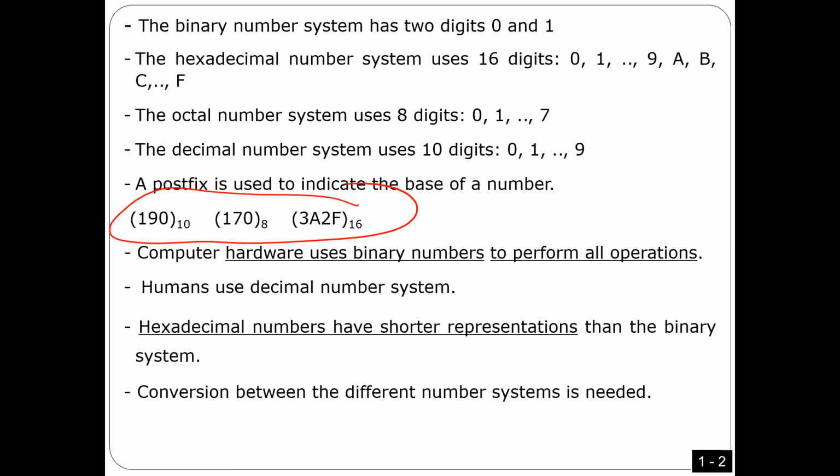Because the same number can be valid in several systems. Some numbers, like for example, 3A, you can guess that this number is hexadecimal, because it can't be octal, it can't be binary, it can't be decimal. However, some numbers you can't guess, like, for example, 100. This is valid for all systems. You can't guess.